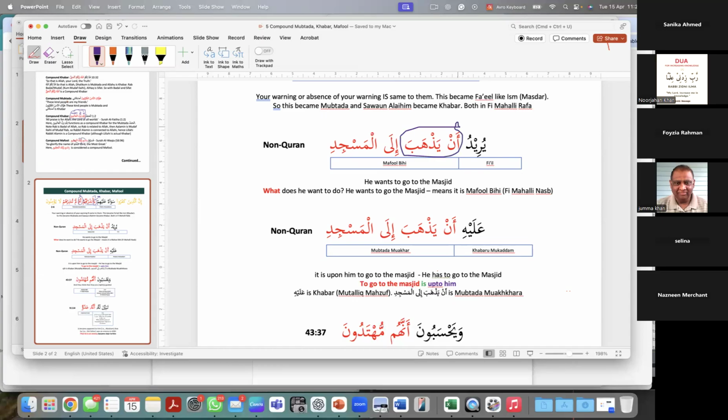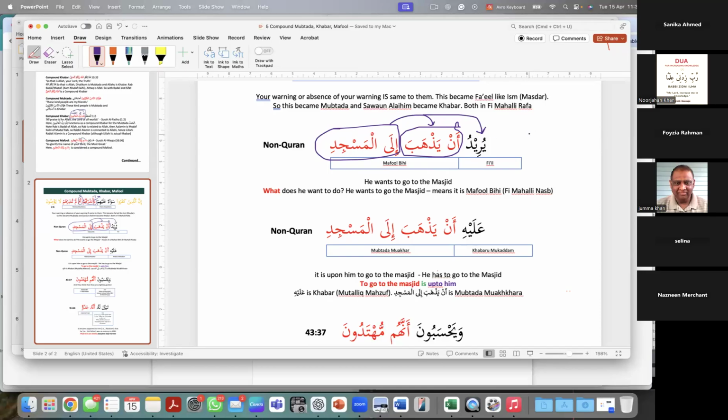Actual maf'ul bihi is this. Bihi, maf'ul, because you will find a fa'il, and this is jar majrur muta'alliq, and it is looking for a muta'alliq, which is this. Okay? You can say this, you can also say this, no problem. Alayhi ayyadhhaba ila al-masjidi.